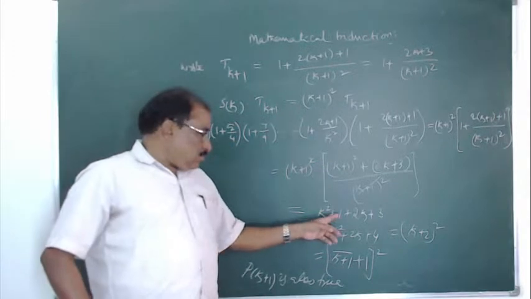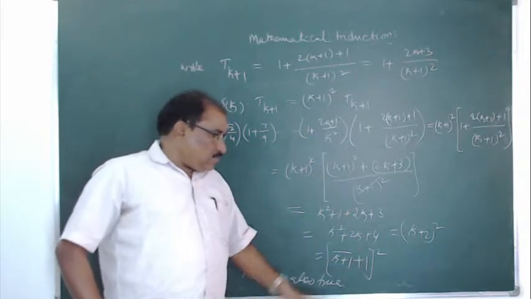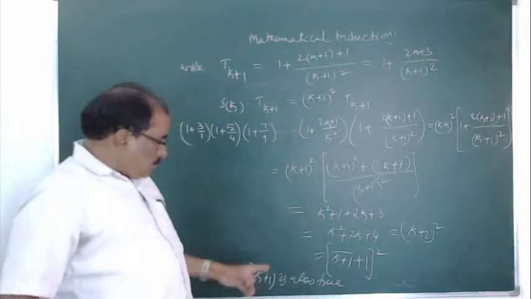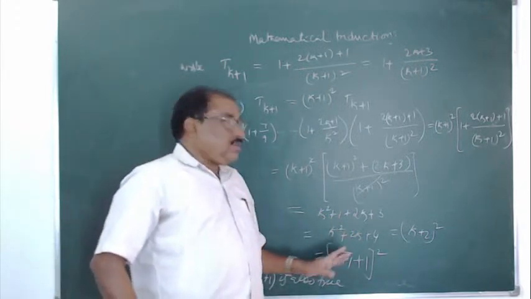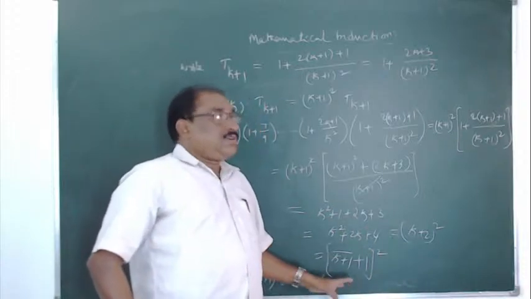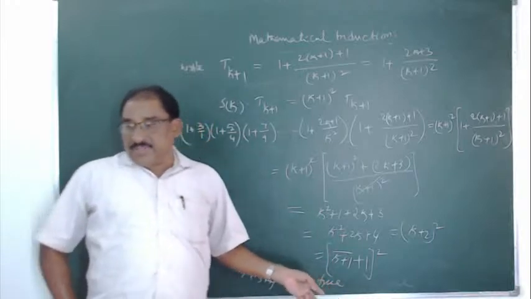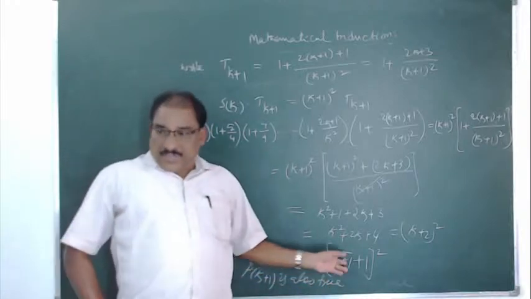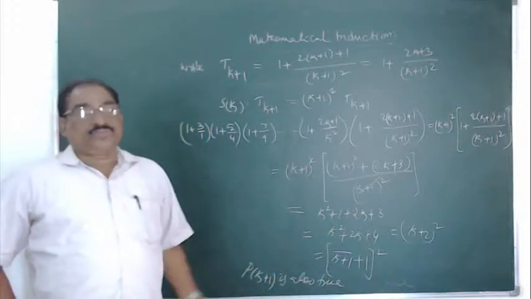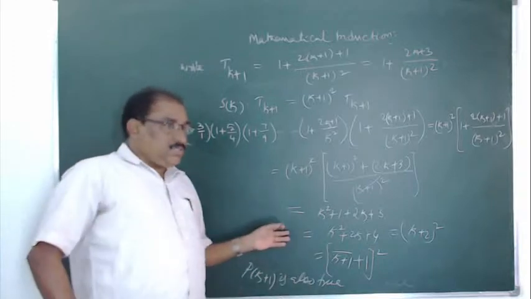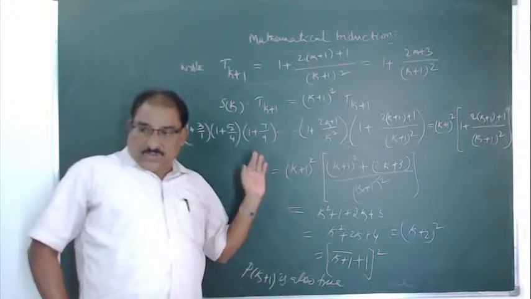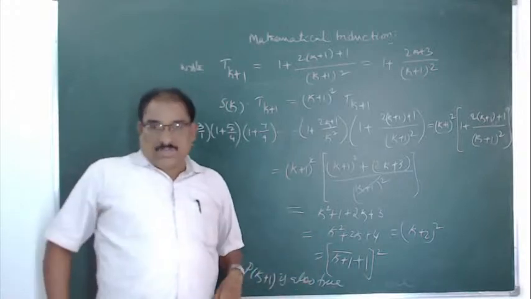The remaining factor is k square plus 2k plus 4, that is a square plus 2ab plus b square. Then it is k plus 2 whole square. That k plus 2 can be written as k plus 1 plus 1 whole square. This is compared with the original formula, we get n is equal to k plus 1. Therefore, P of k is also true. Next, our conclusion is hence the given series is true for all n.